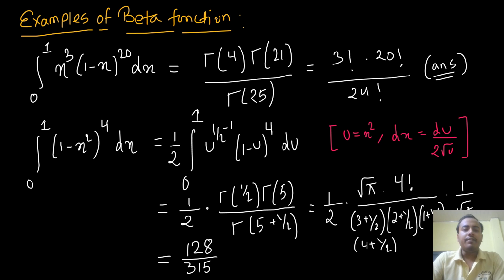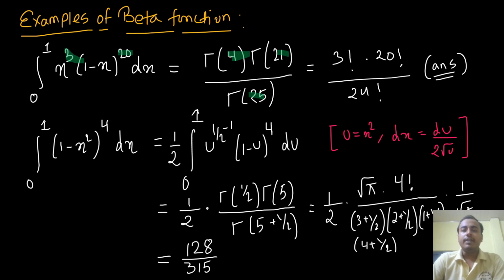So let's say you have an integral from 0 to 1 of x cube whole into (1 minus x) whole to the power 20. Express it in terms of beta functions. So if you remember, the beta function has a minus 1 and b minus 1 in the exponents, and the answer is in terms of gamma a, gamma b, right? So here 3 is nothing but 4 minus 1. That is why we have gamma 4. Similarly, 20 gives gamma 21. And in the denominator, you simply have gamma of a plus b, which is gamma 25.